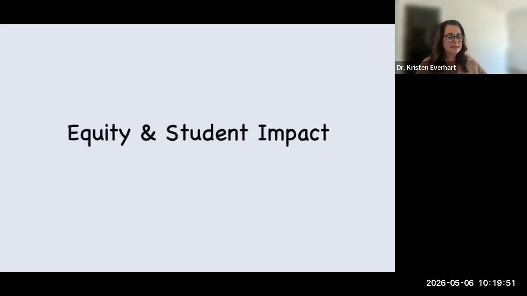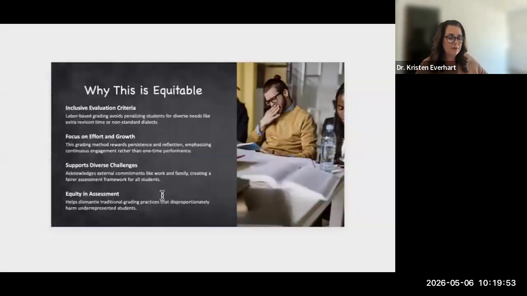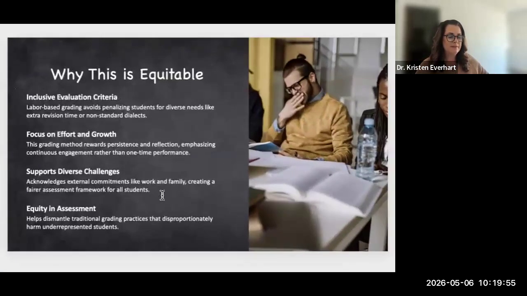Equity and student impact. So what I was really hoping for here is that students would come back more focused on effort and growth instead of anxiety over points and what their grade was going to be at the end of the class, right? So every assignment had that, well, what's my grade on this assignment? And what does that mean for what my grade is in the class?